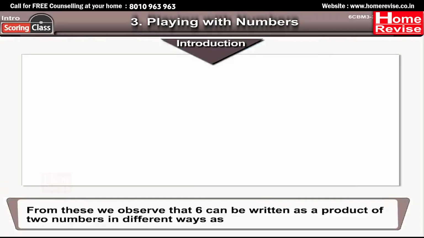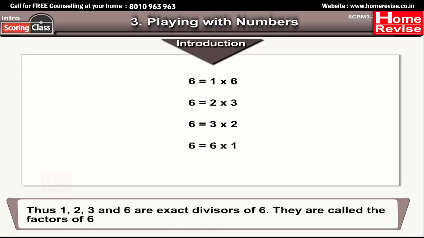From these, we observe that 6 can be written as a product of two numbers in different ways, as 6 is equal to 1 into 6, 6 is equal to 2 into 3, 6 is equal to 3 into 2, 6 is equal to 6 into 1. Thus, 1, 2, 3 and 6 are the exact divisors of 6. They are called the factors of 6.